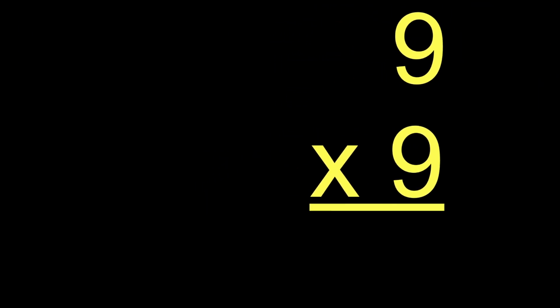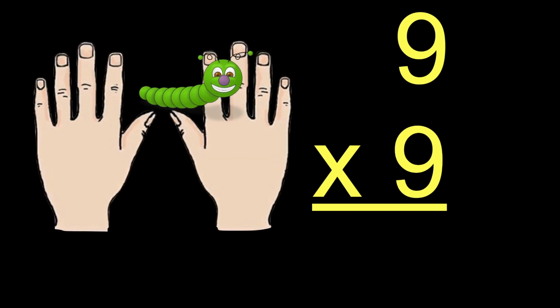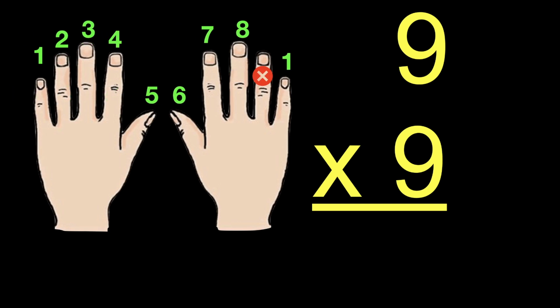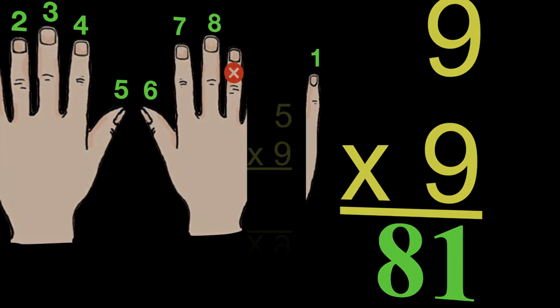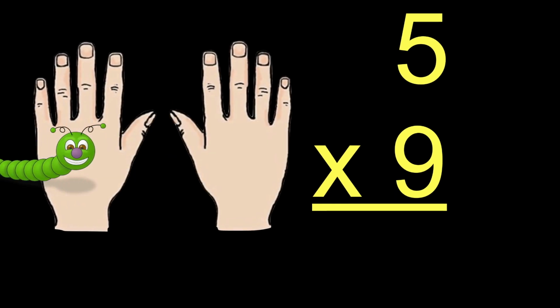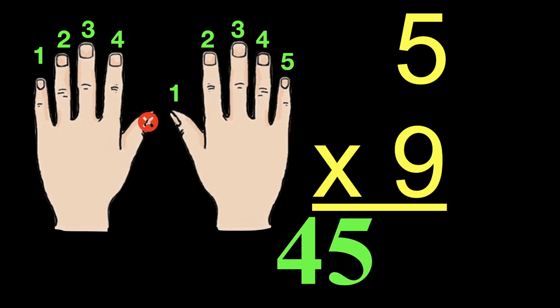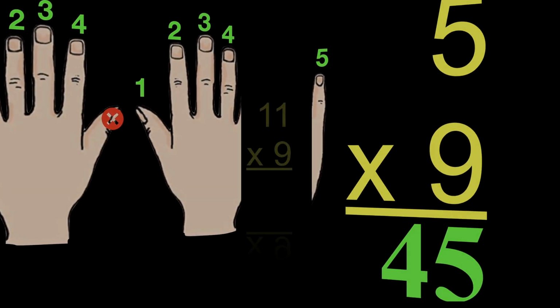9 times 9, so palms down, right? Counting from your left side. Thank you, Wally. Okay. So bend your 9th finger from the left and then count. So I'm seeing looks like 8 and 1. Okay. So in other words, 9 times 9 is 81 using our finger method. 5 times 9. Palms down. Well, there's Wally. Okay. So 5th from the left. And we're counting 4 and 5. So 5 times 9 is 45.